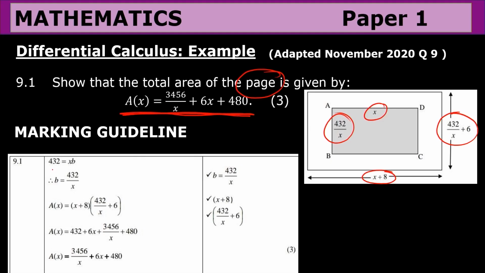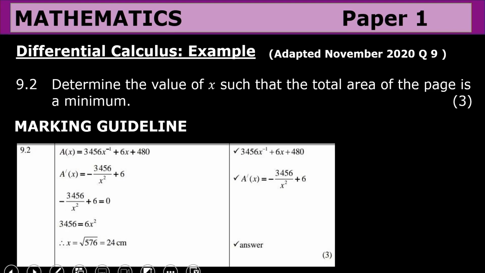That is the first mark for saying that the area of the paper is equal to the length times breadth, and if we make the breadth the subject of the formula, that is where the 1 mark starts. Then the length of the paper is going to be 1 mark, and the breadth of the paper is going to be another mark. And if we work that out, we will see that the area of the paper is equal to what we were given after we multiply those brackets out.